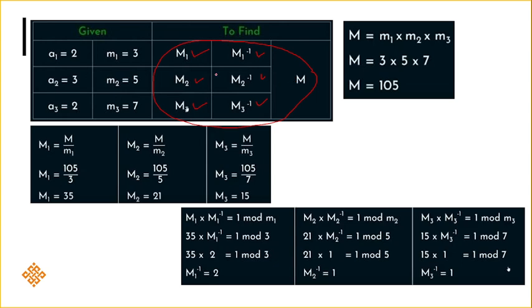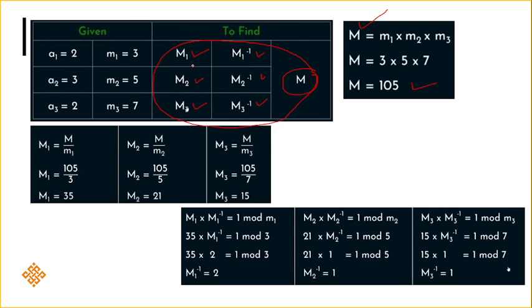Now let us see how to find these values. So how to find capital M? Capital M is nothing but m1 into m2 into m3. We already have m1, m2, m3, so just multiply: 3 into 5 into 7, we get 105. So capital M is 105.